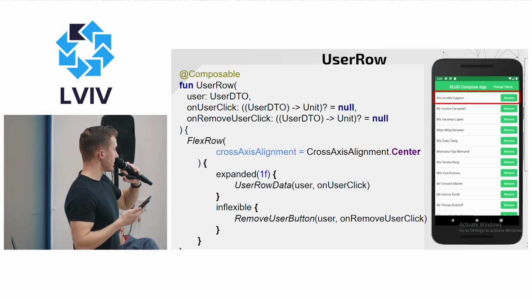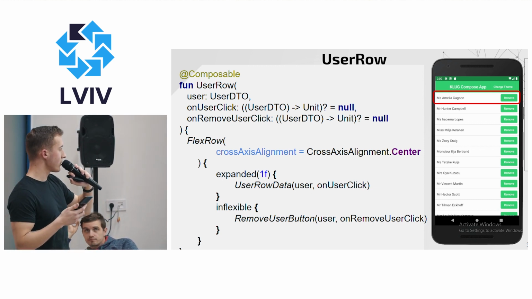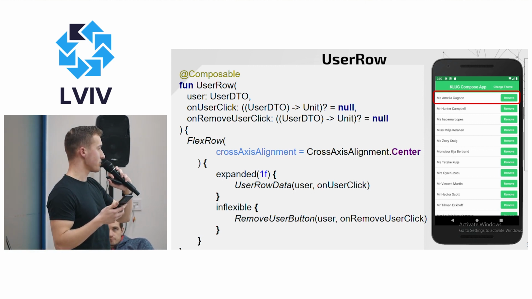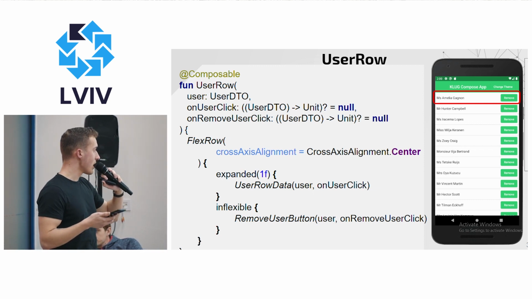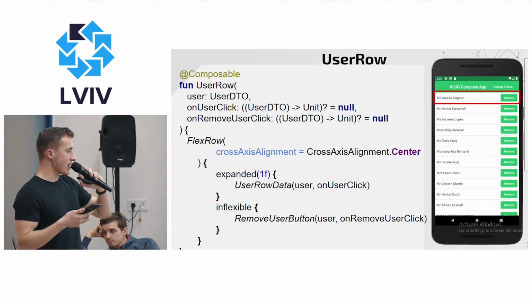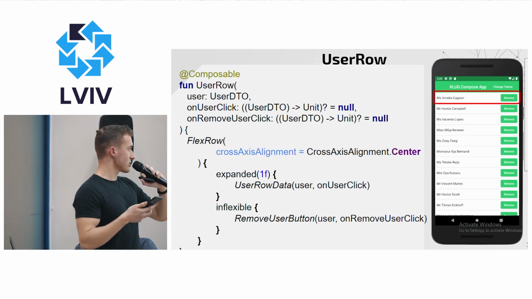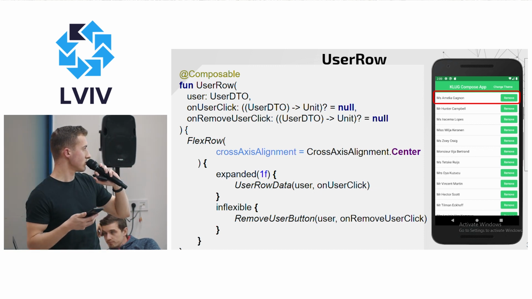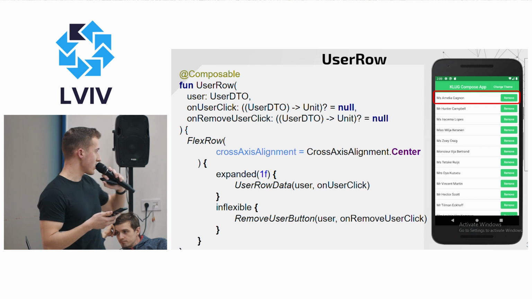Expanded says that its content will take all the free space from its container. The container is FlexRow. Inflexible says that its content will take as much space as it needs. It's like wrap content and match parent.